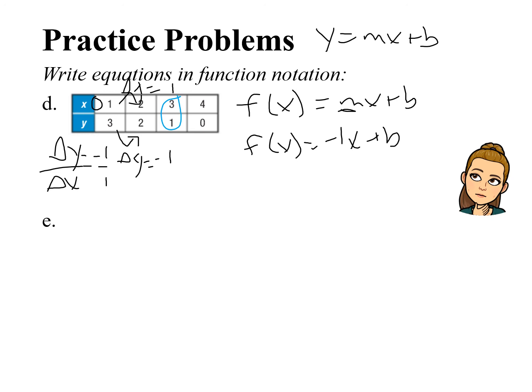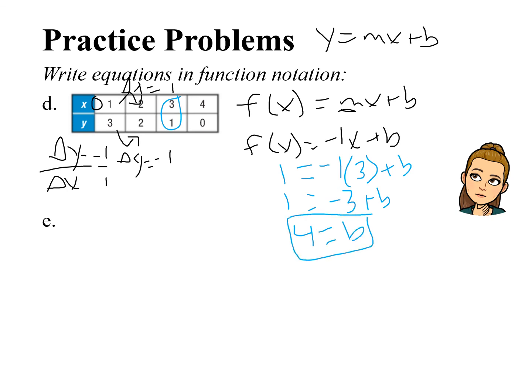And I'm going to plug in the pieces that I know. I know that f of x, in this case, is 1, and that's going to equal negative 1 times my x value of 3 plus b. So I get 1 equals negative 3 plus b. I add 3 to both sides, and I find out that b equals 4. So I have my b value, I have my m value, I can write it into my equation, and I get f of x equals negative 1x plus 4. Final answer, function notation.